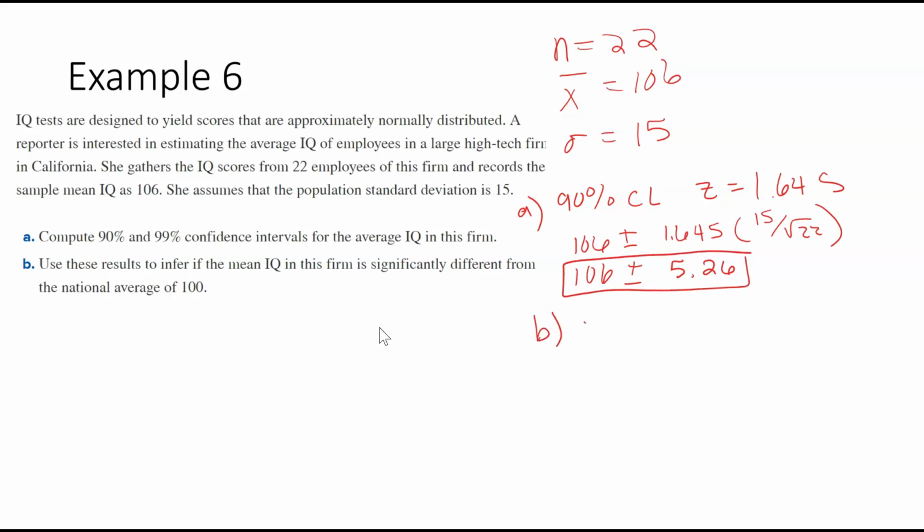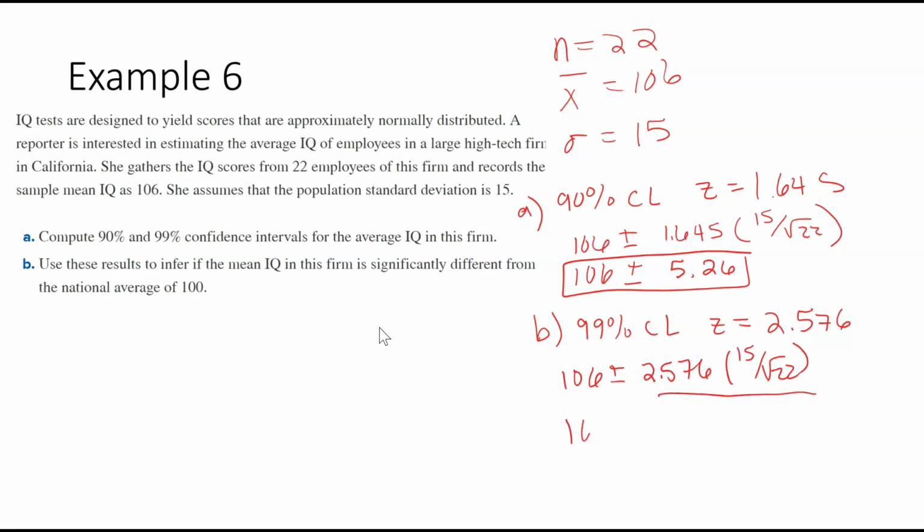And then for B, we've got a 99% confidence level, so the z-score associated with that is 2.576. And again, if you don't know where I got those, rewatch that previous video. The only thing that changes is the z-score in this formula. So when we type the margin of error into our calculator, we end up getting 8.24. So these are the confidence intervals.